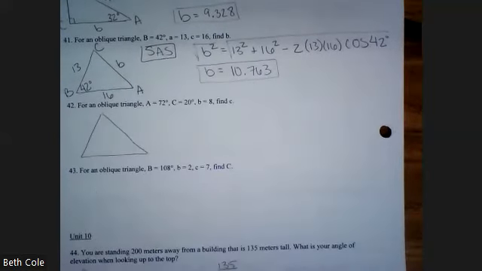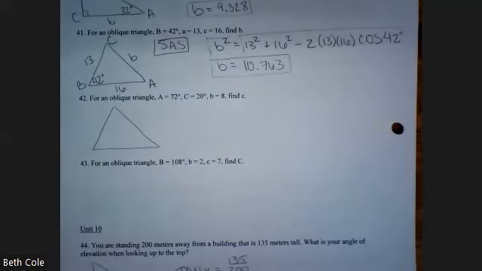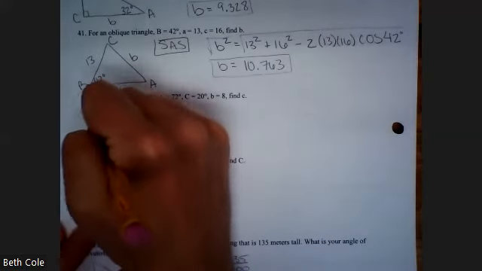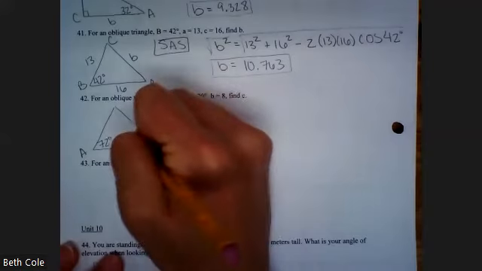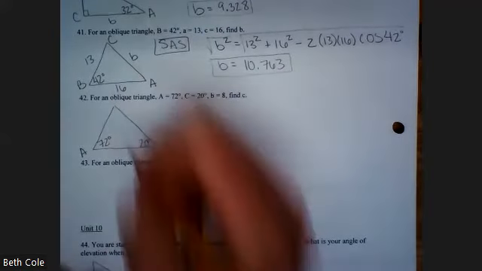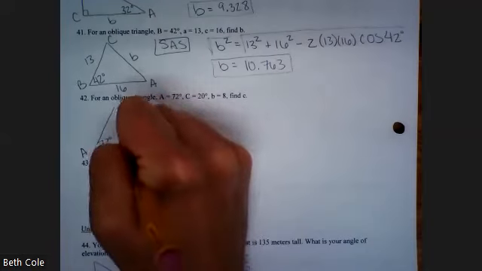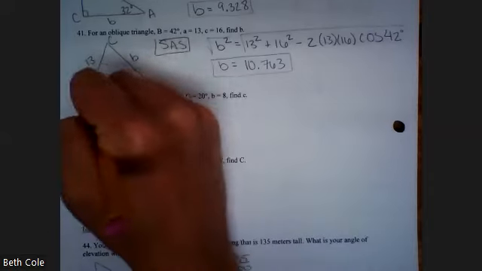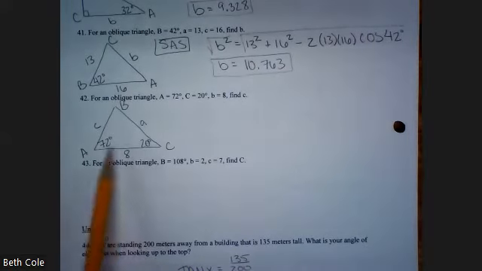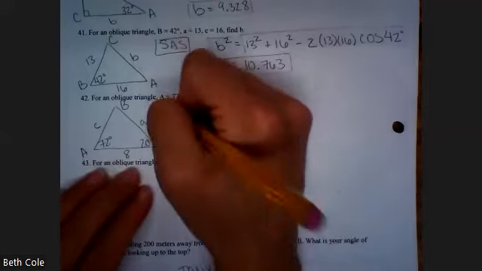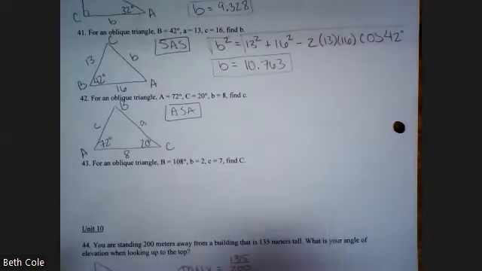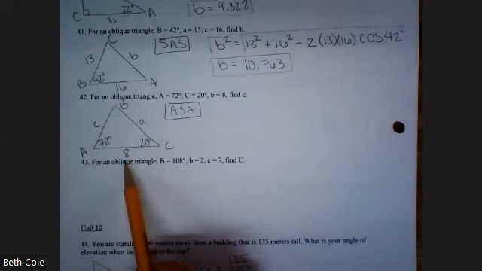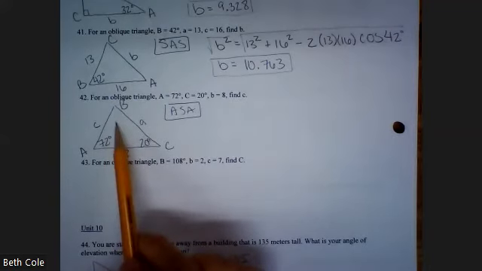So 42, just draw something with 3 sides, doesn't need to be to scale. A is 72, C is 20 degrees, and little b is 8. So what is this pattern? Angle side angle, that means law of sines. So you need a side across from an angle, which we actually don't have. This is the only side we have. So I need the angle across from that to set up the ratio.